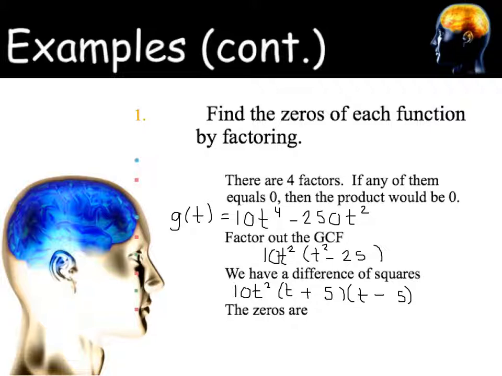So now the zeros. Well, we notice we've got three terms multiplied together. If any of those terms came out equal to 0, we would get a product of 0. So if we take the 10t squared and set it equal to 0 and solve for t, we'd find t is equal to 0. If we take the t plus 5 and set it equal to 0 and solve for t, we'd find t is equal to negative 5. And finally, if we take the t minus 5 and set it equal to 0 and solve for t, we'd find that t is equal to 5. If t were replaced with any of those three values, that polynomial would come out equal to 0.